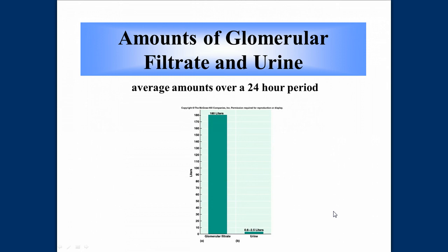Okay, let's look at this for just a minute. Here is the glomerular filtrate in this graph, and look, 180 liters in 24 hours, but yet urine output is anywhere from close to half a liter to 2.5 liters in 24 hours. So all of this filtrate is produced, and here's urine. Glomerular filtrate is not urine yet. This filtrate has to be processed, because if we were dumping all these things, we would be in pretty major trouble.